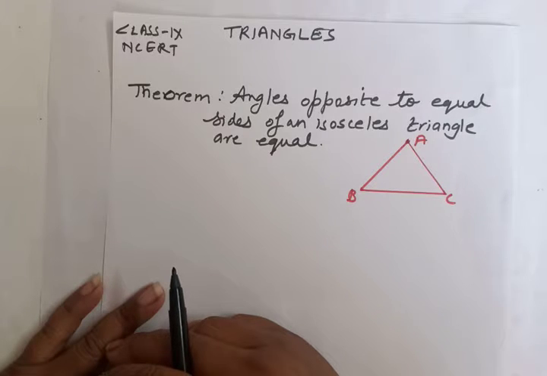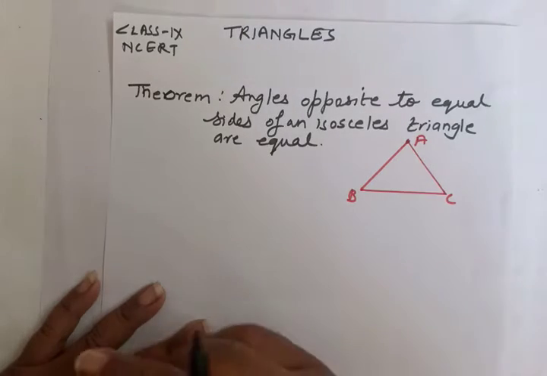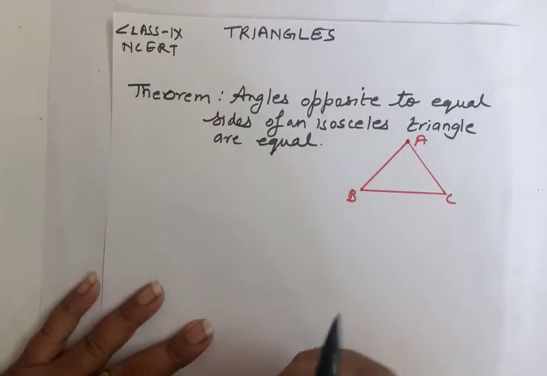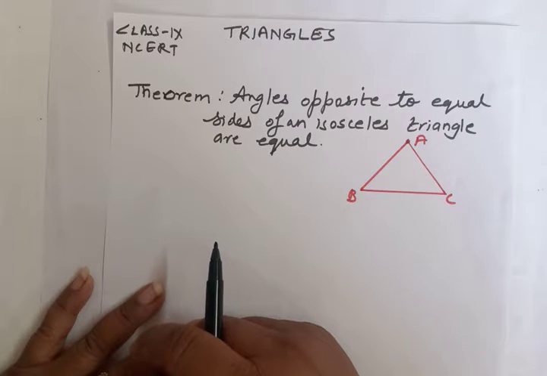As we know, a triangle in which two sides are equal is called an isosceles triangle. And if two sides are equal, then we always say that the opposite angles are also equal to each other. But how? So we are going to prove here the property of the isosceles triangle.